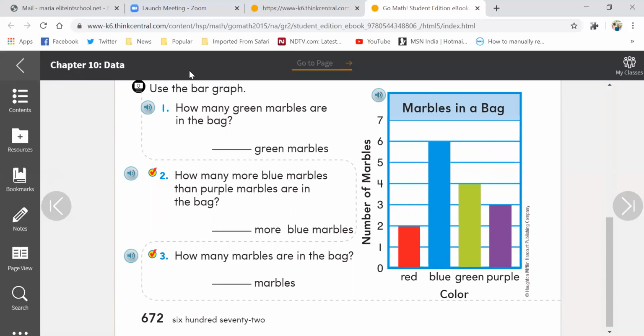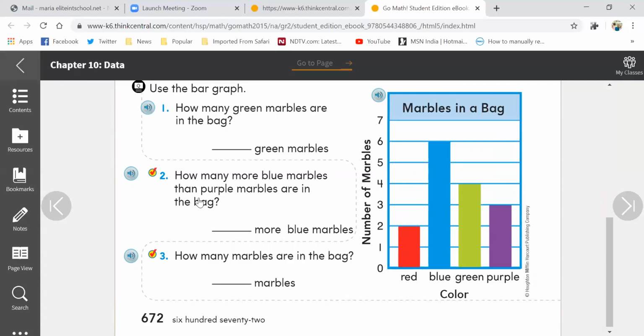All right. So what's the first question? How many green marbles are in the bag? Who can answer that? The moment you see the keyword green, you will look only at green. Do not look at other colors. Okay, I can see green, but how will I find out how many are there? You will see where this ends and you will note down the number. And the answer is 4. I'm very happy you're understanding. I can sense that you are understanding.